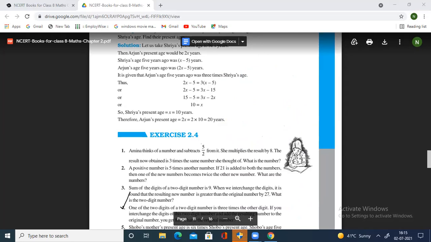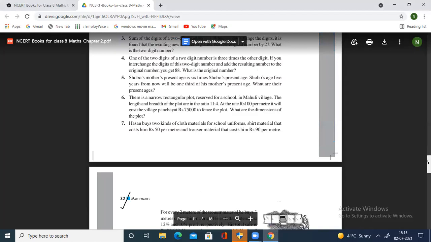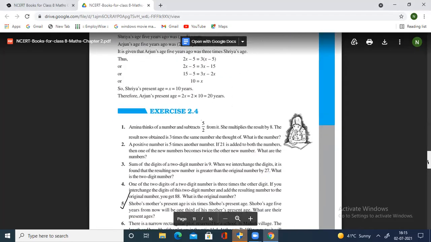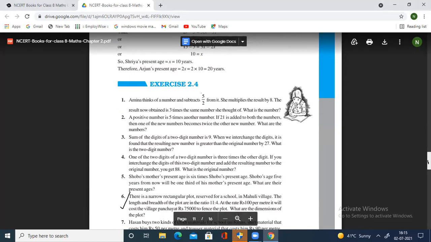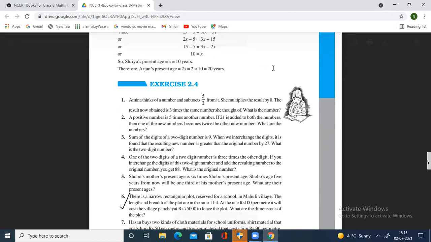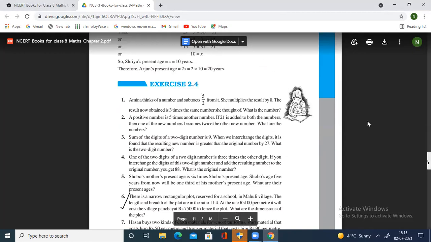So next doubt of yours, Mahika, one of the digits of a 2 digit number. Can you scroll it up? Okay, fourth question. Yes, I can see. Okay, I can see. Thank you. One of the digits of a 2 digit number is 3 times the other digit.